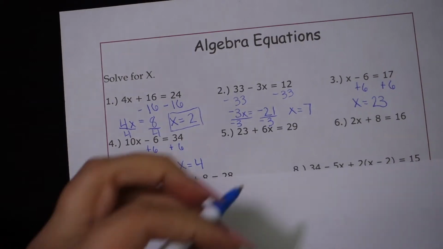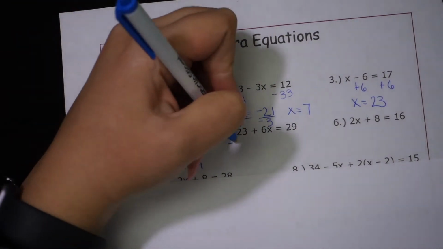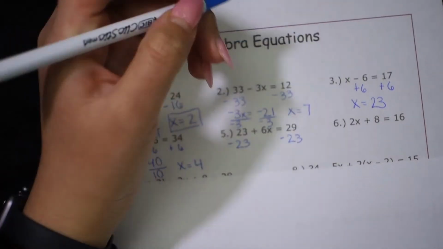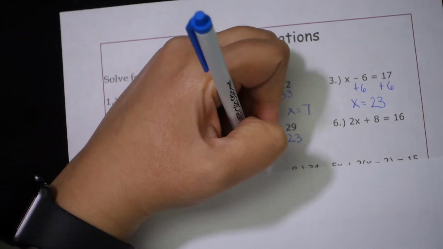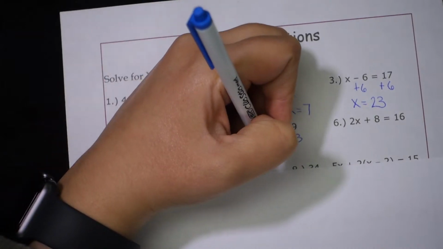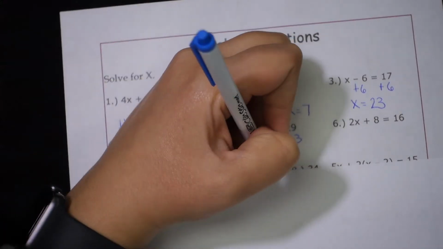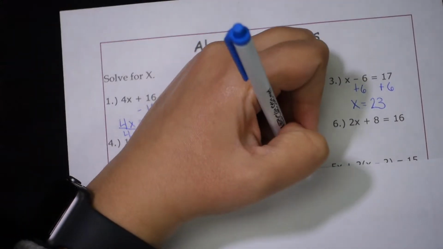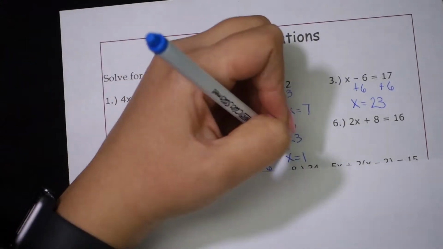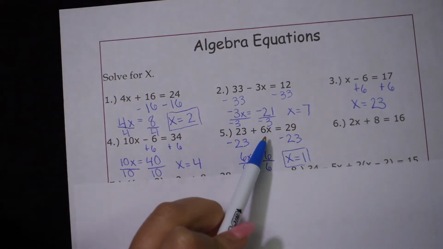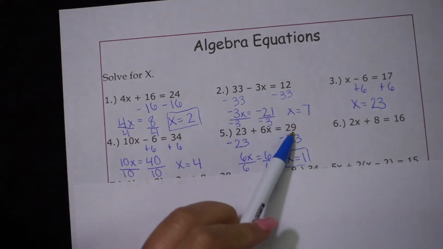Now for the next problem, we just subtract 23. 6x is equal to 6. Now divide both sides by 6. X is equal to 1. So now when we plug 1 back into this equation, the value that we should get is 29.